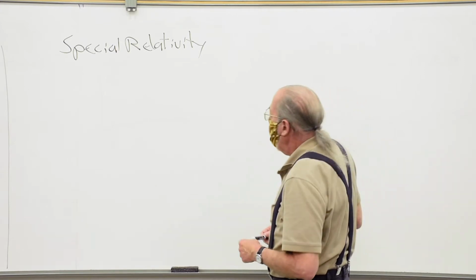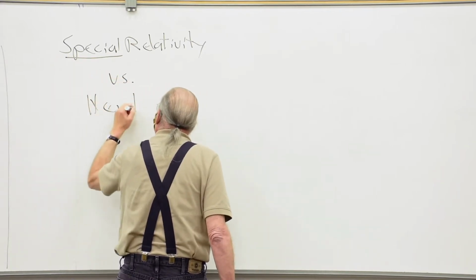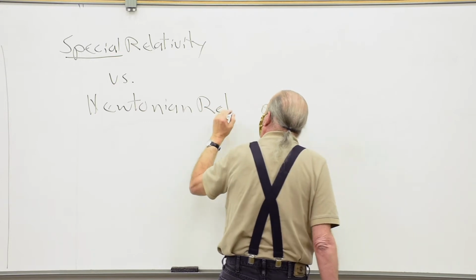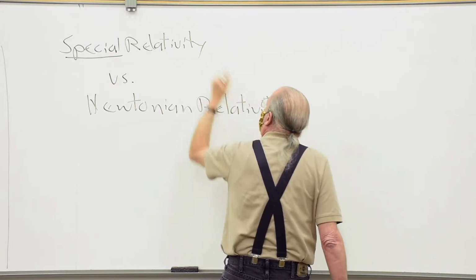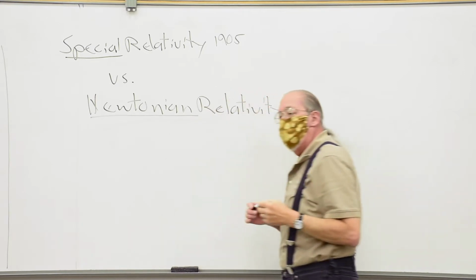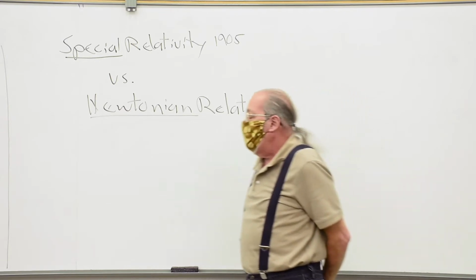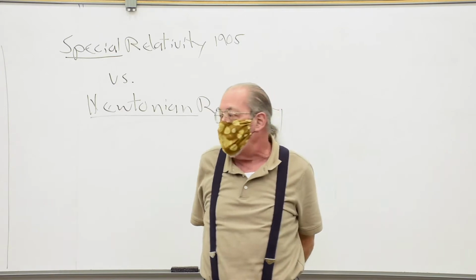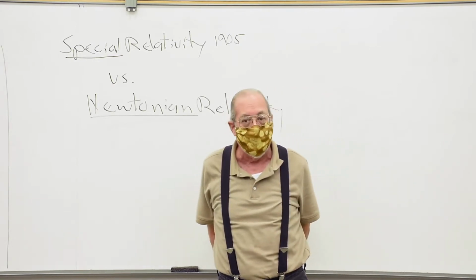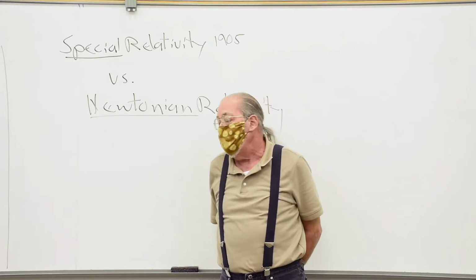Special relativity versus Newtonian relativity. Newtonian relativity obviously is the relativity that was in force back in the 1600s and 1700s and up until about 1905. So we're going to start by talking about Newtonian relativity and understanding what relativity is. And then we're going to start getting into electricity and electromagnetism. Electricity and electromagnetism play a huge role in this subject. And as I mentioned, we will see that time travel, at least forward in time, is possible.